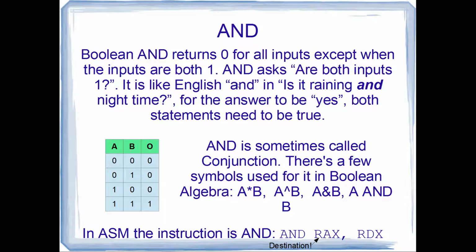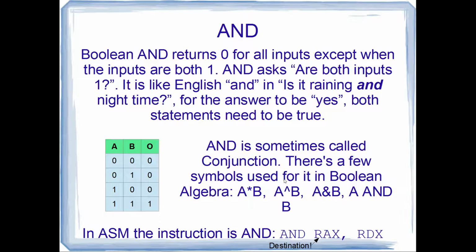It's similar to the meaning of the English word and in the sentence, is it raining and nighttime? For the answer to that question to be true, or yes, it would have to be raining and it would have to be nighttime. So if one or both of those is false, then you would have to answer no, it's not raining and nighttime. AND is sometimes called the conjunction. Not by me, I call it and.